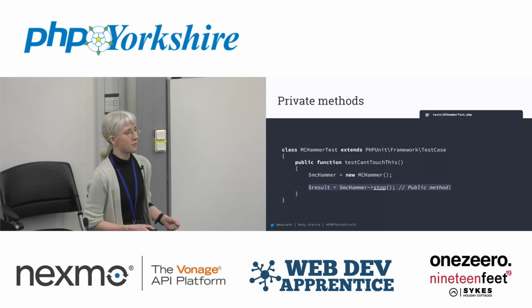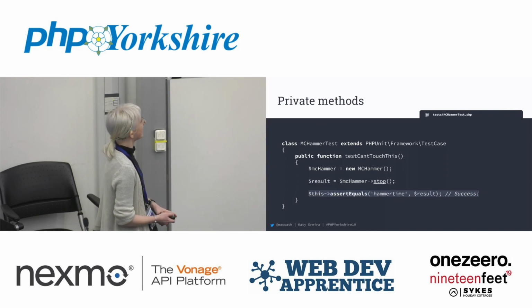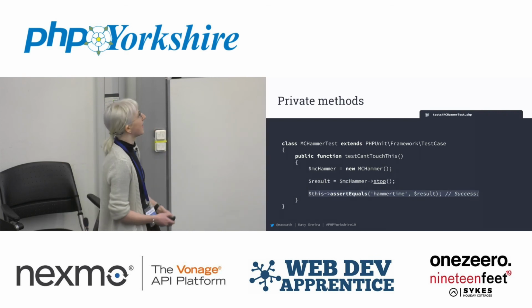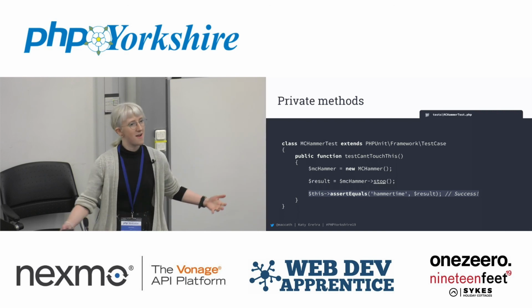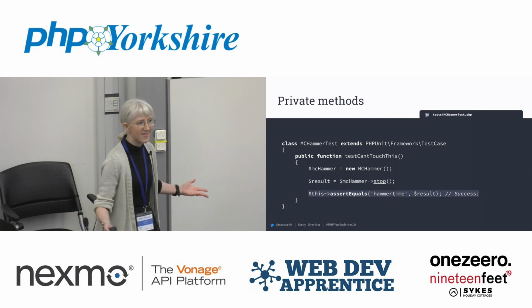So our stop method calls the can't touch this, and we look at the result of that instead. And indeed, the result is hammer time. And by proxy, we've tested our private method. We don't need to test it any further. It's been covered. It's an implementation detail. It works. We're good.